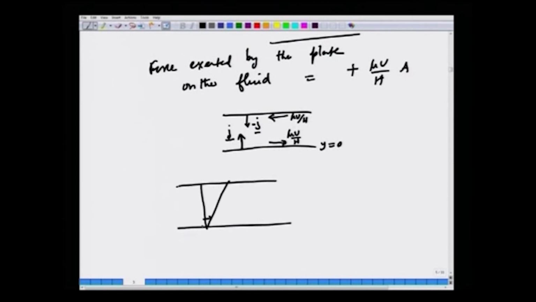So when a fluid is flowing like this, on the bottom plate the fluid exerts a viscous drag in this direction, and on the top plate the fluid exerts a viscous drag in this direction. So in order to push the top plate in the plus x direction, you must exert an equal and opposite force, so that the velocity u is achieved. And what is the force you must exert? The magnitude of the force is mu u divided by h times the area of the top plate.